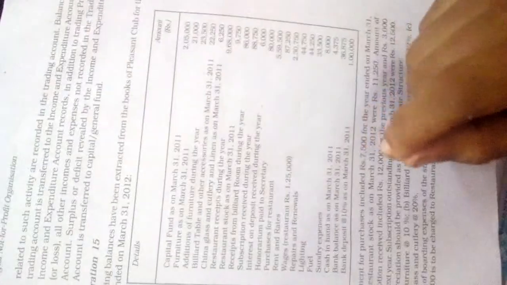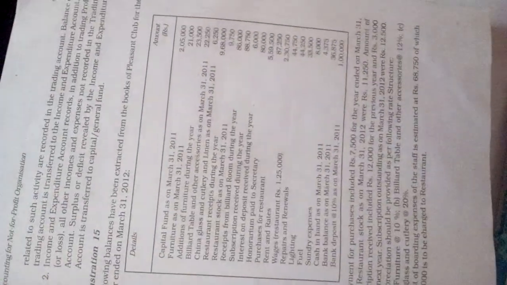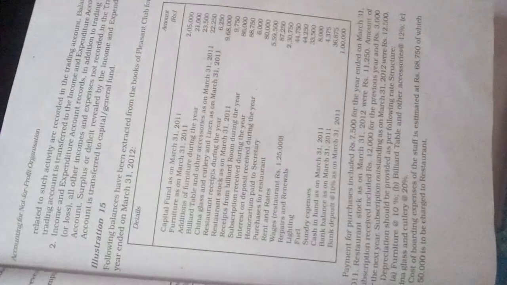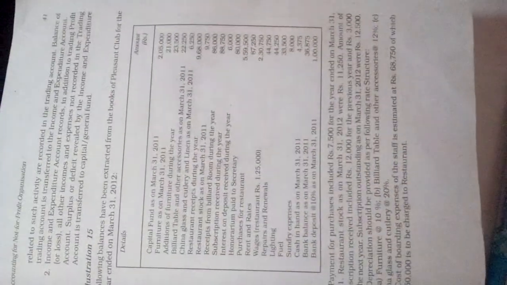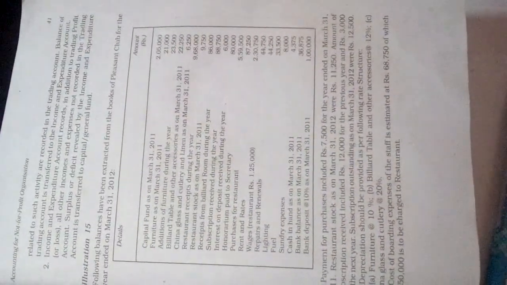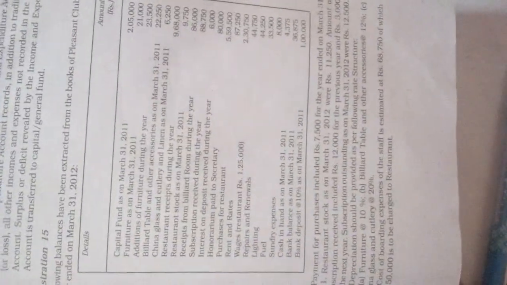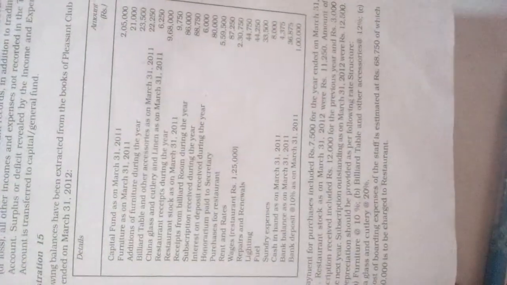So first item is capital fund as on March 31st, 2011. This one is the closing balance of the previous period. That means it will be the opening of the current period, right? Whatever amount is the closing of the previous year should be carried down to this year. Hence this is now the opening capital fund, and we need not calculate capital fund. Understood? Furniture as on March 31st, 2011. This one is the opening furniture, asset side.